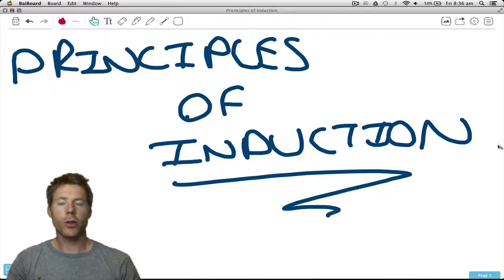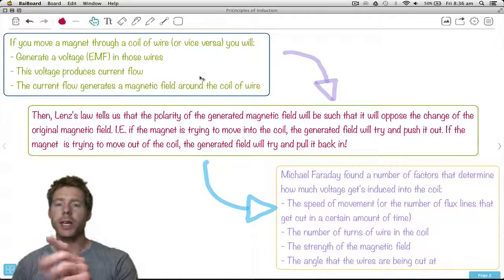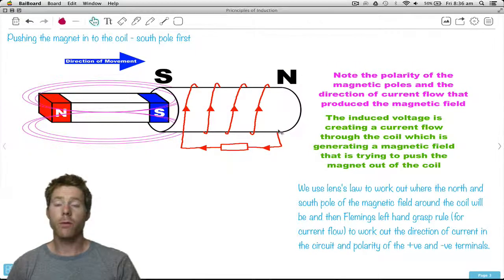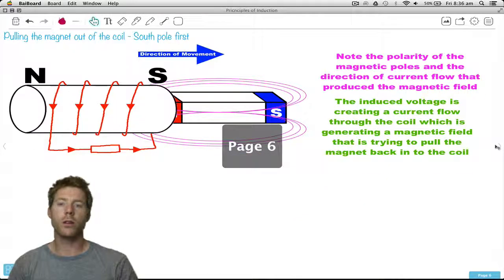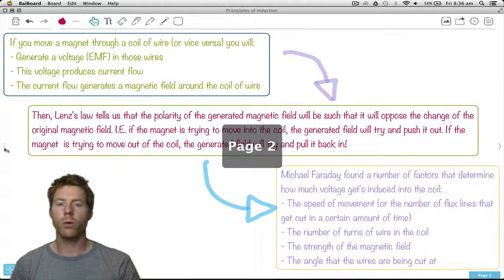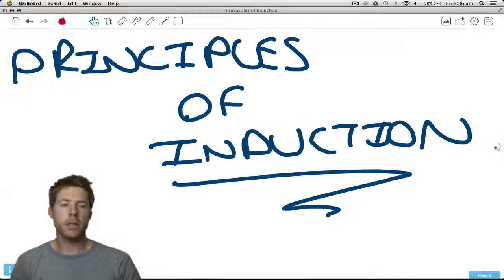Okay, so just let me show you a few things. So I've got some text here that we're going to have a bit of a read through. Some laws, Lenz's law we're going to have a look at, some things that Michael Faraday found. I've also drawn up a few different circuits here, just showing you different examples of what would happen with these magnets and these coils of wire to see what actually takes place.